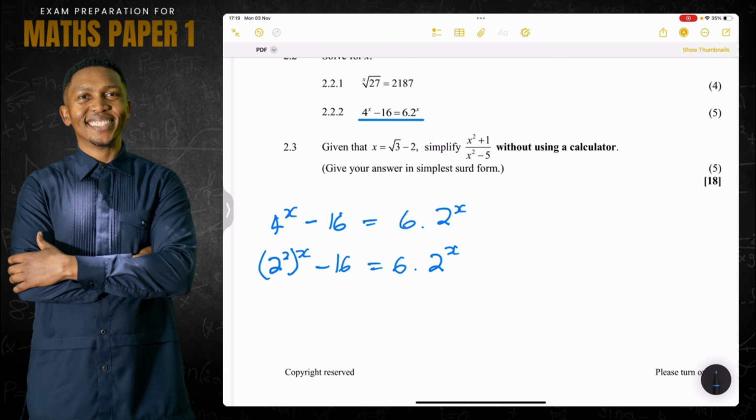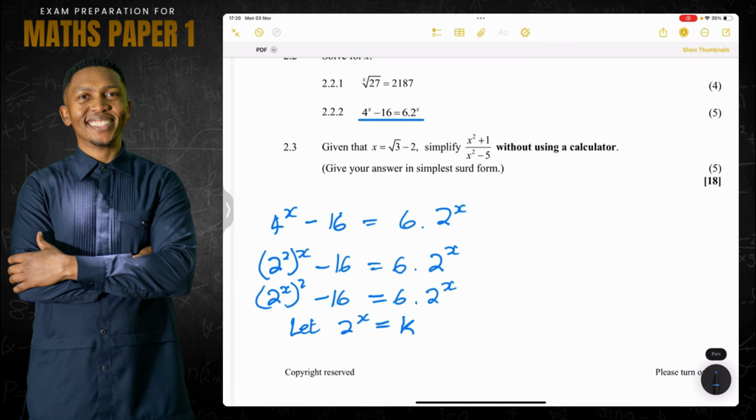So to make it easier for ourselves, we've got 2 to the exponent of 2x minus 16 equal to 6 times 2 raised to the exponent of x. And we can say let 2 raised to the exponent of x equal to k. So what does that mean? It means this becomes 2 raised to the exponent of x, squared. We can write it in this way, it still becomes the same thing. So we've got k squared.